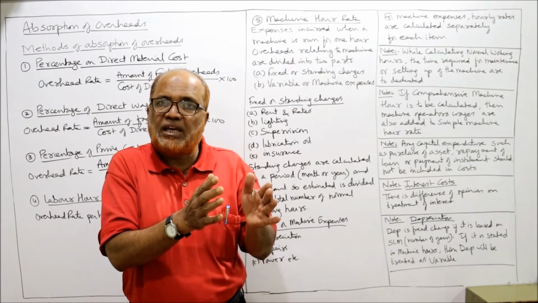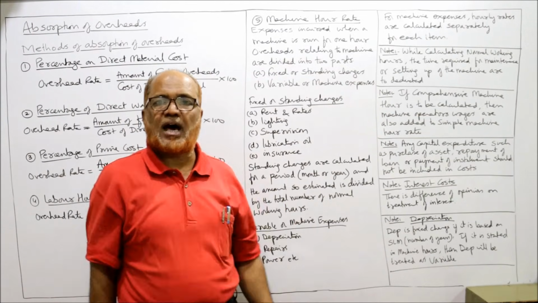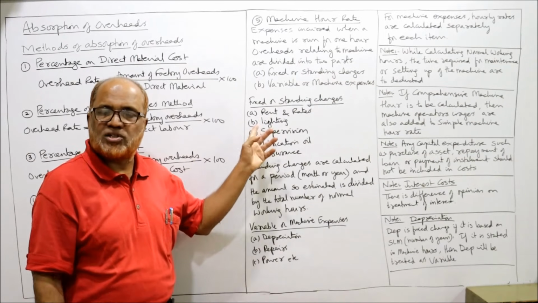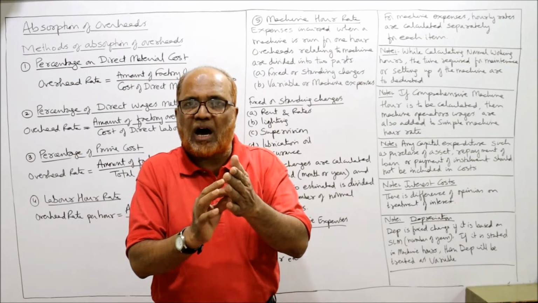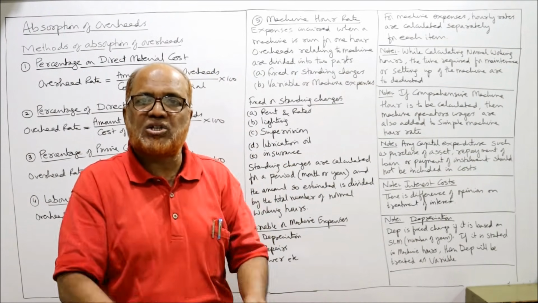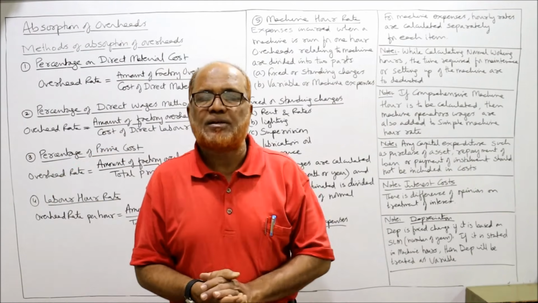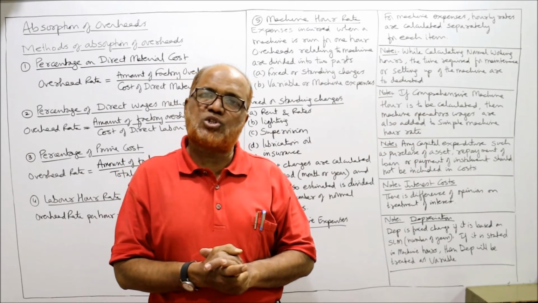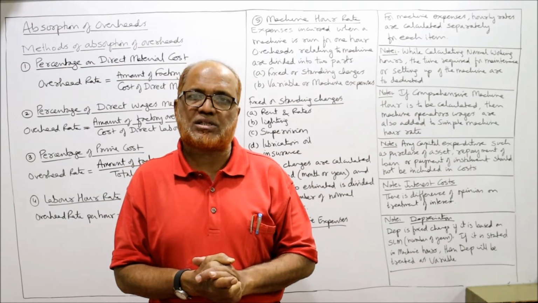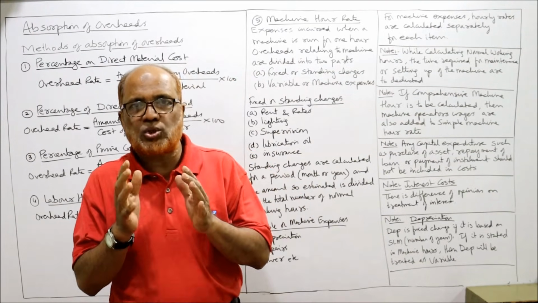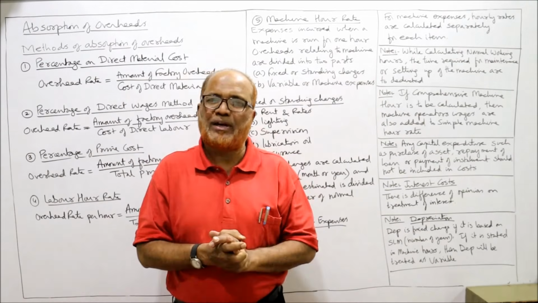If it is given in years, treat depreciation as a fixed or standing charge. If the life of the machine is given in hours, treat the depreciation as a variable or machine expenses. So we have completed the theoretical part of this topic, overheads costing. Hope you understood what I have explained you in detail.